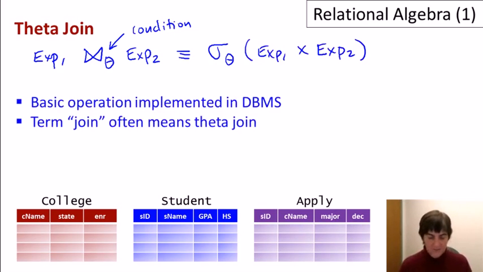So you might wonder why I even mentioned the theta join operator. And the reason I mention it is that most database management systems implement the theta join as their basic operation for combining relations. So the basic operation is take two relations, combine all tuples, but then only keep the combinations that pass the theta condition. Often when you talk to people who build database systems or use databases, when they use the word join, they really mean the theta join.